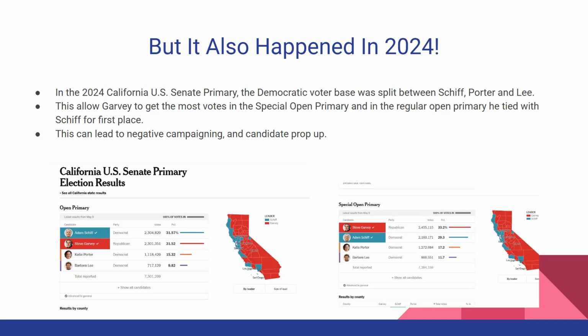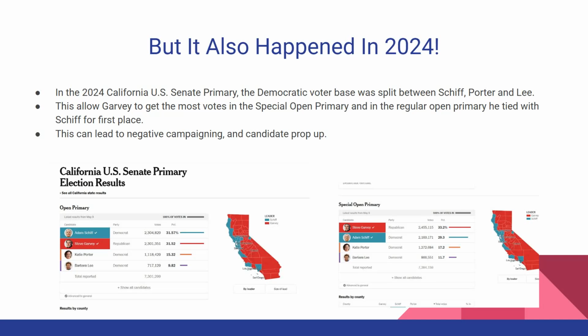You see, the Democratic voter base was split between Adam Schiff and Katie Porter and Barbara Lee in the primary, in both the open and special open primary. This is what allowed Garvey to get the most votes in the special open primary and in the regular open primary, or regular jungle primary, where he tied with Adam Schiff for first place.